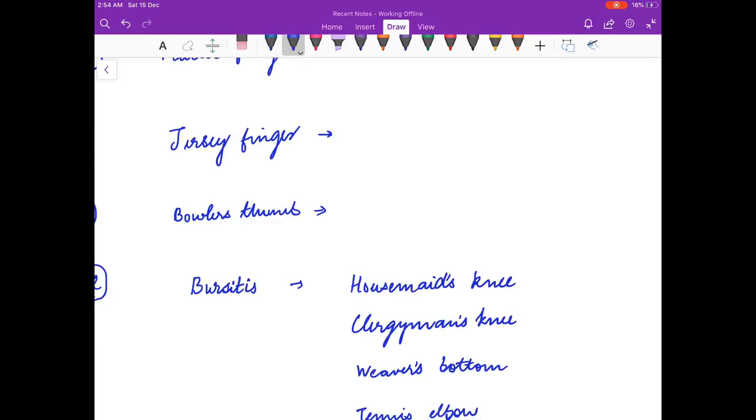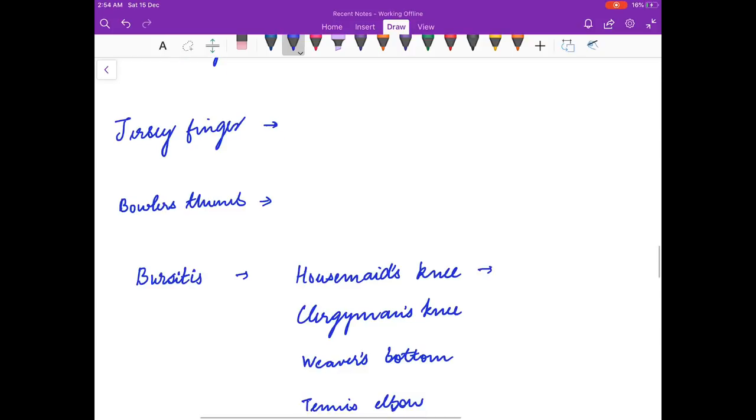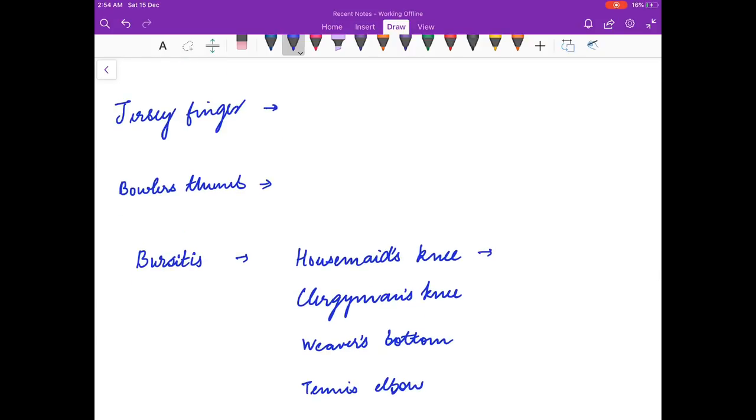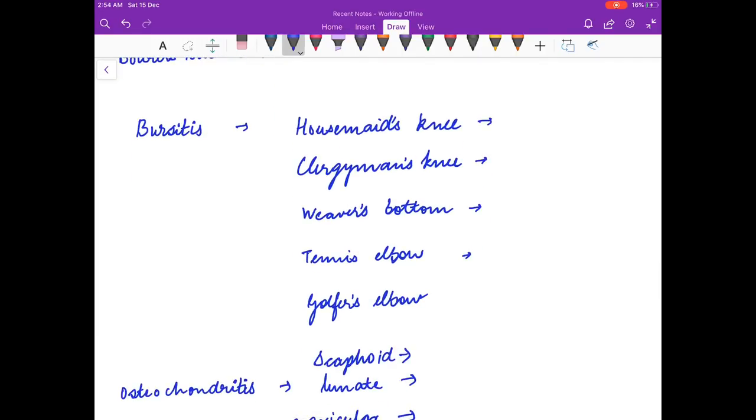Now discuss the various bursitis. Housemaid's knee is due to which bursitis? Friends, think the answers in your mind. Clergyman's knee is due to which bursitis? Weaver's bottom. Tennis elbow. Golfer's elbow.